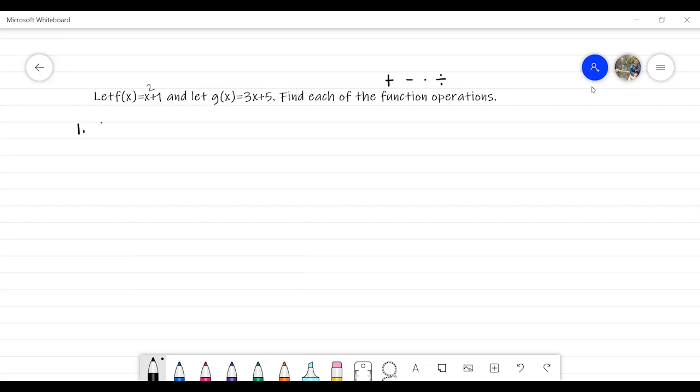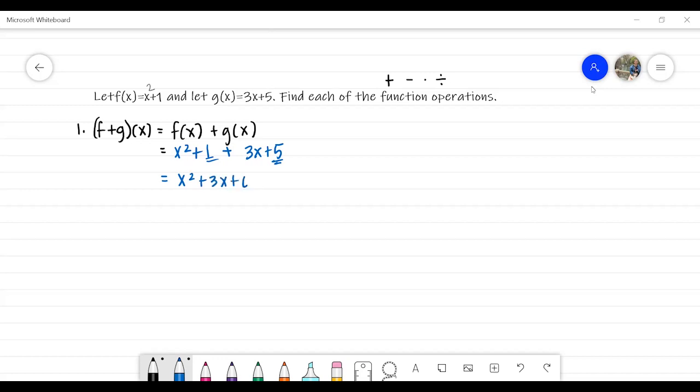Let's start with addition. So if we wanted to find f plus g of x, remember that that was defined as f of x plus g of x. So in this case, we just have to plug those two things in. So f of x is x squared plus 1 plus g of x is 3x plus 5. And at this point, it just becomes, can we find like terms? Well, the only like terms I see are the 1 and the 5, so x squared plus 3x plus 6. F plus g of x.